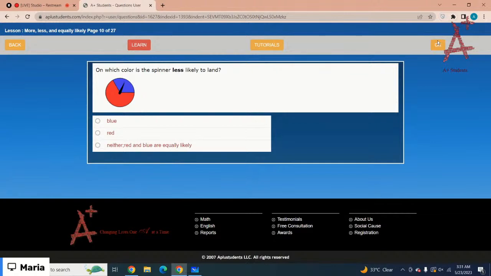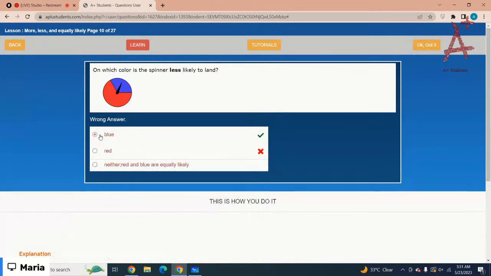It will land on red because the spinner has more red portion. Got it? Okay, you can complete the test by yourself later today. Blue? Oh, yes, less likely. The question is about less likely. Okay, so you can complete the test by yourself later today.